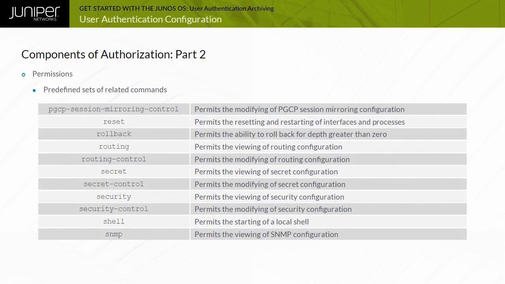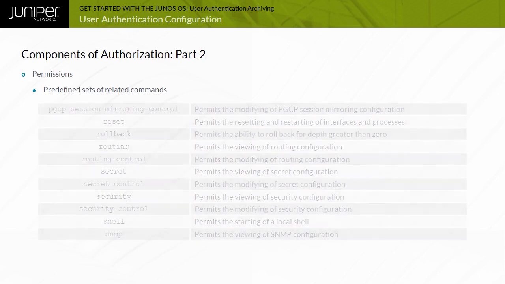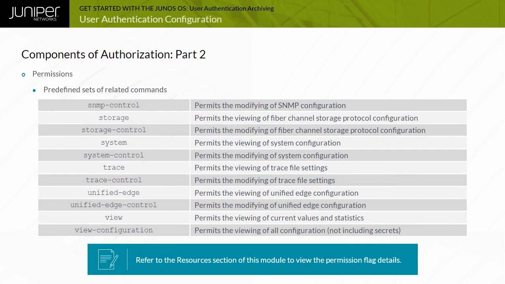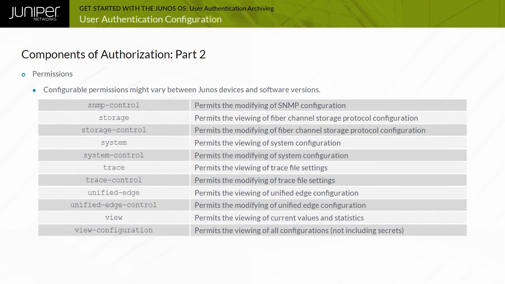The permission flag details are shown in parts here. You can also view these permission flag details from the Resources section of this module. The configurable permissions might vary between Junos devices and software versions. Refer to the technical publications for your specific device and version of Junos OS.